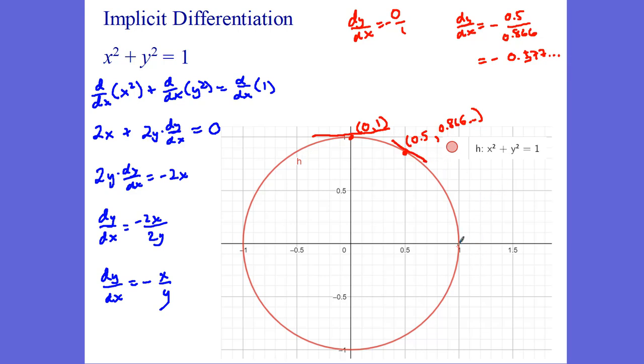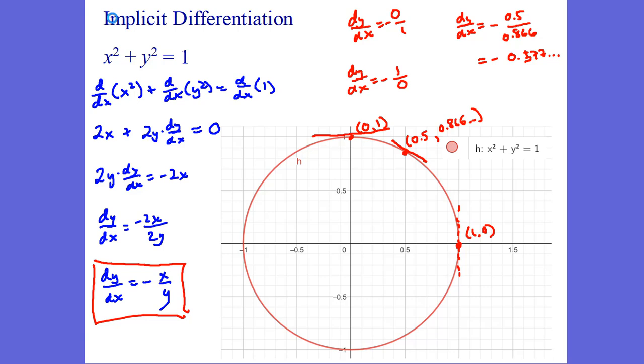Now, if we look at (1, 0) and plug that in, my dy over dx is equal to negative x value, 1, over 0. You can see that's undefined because we have a vertical tangent right here. That slope is undefined at this point as well as the -1 point. And so this implicit differentiation works to find the slope at any point of functions where it doesn't say y equals something. It has x's and y's together on both sides.